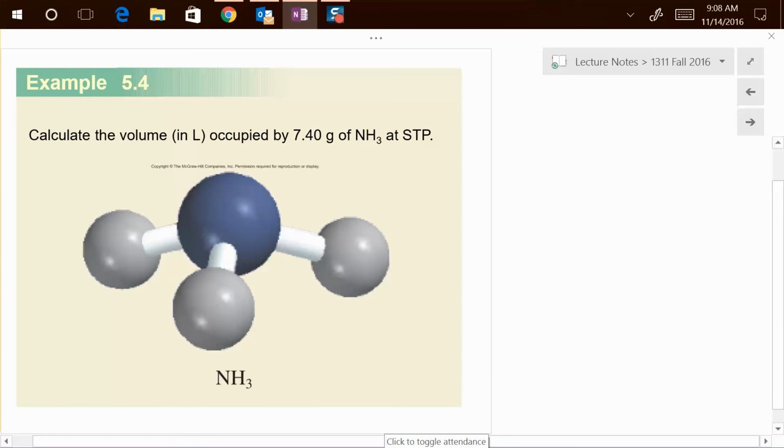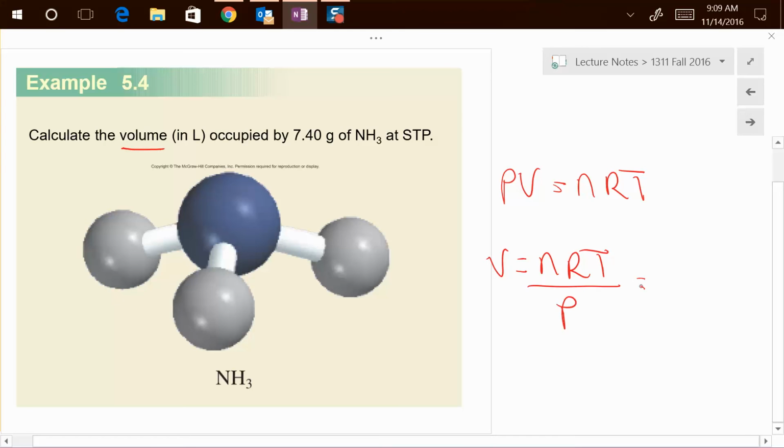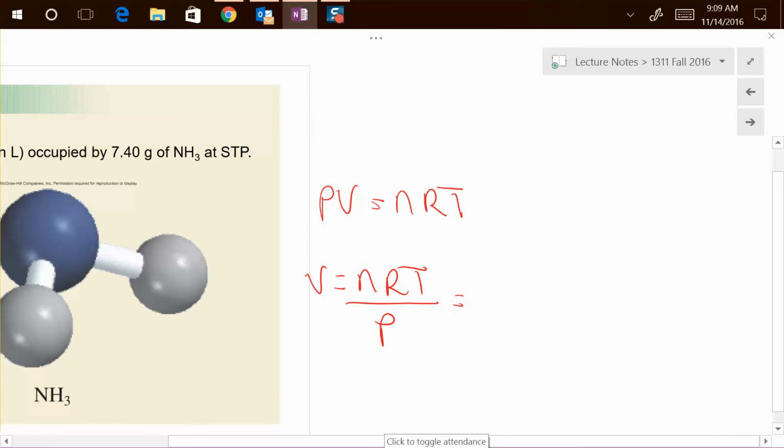Okay, how about this one? PV equals nRT. What is the volume of this gas? V equals nRT over P. What is n? I'm going to have to convert grams to moles. 7.4 grams converted to moles over the grams. So what is that? 17 grams for every 1 mole. 7.4 divided by 17.